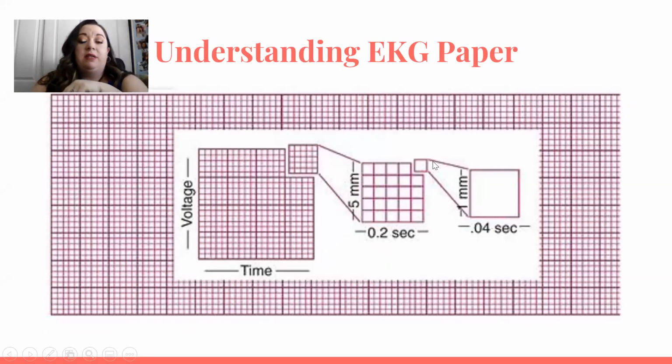So you guys, you have to have this memorized in order to be able to interpret rhythms. So your paper left to right is measuring time, top to bottom is measuring voltage. When we're measuring stuff, we're looking at big and little boxes. Big boxes are usually darker outlined, like you would see right over here. It's a dark outline, and then you have tiny boxes in there. So one big box, if you're measuring time left to right, is worth 0.2 seconds. Each little box within the big box is worth 0.04.